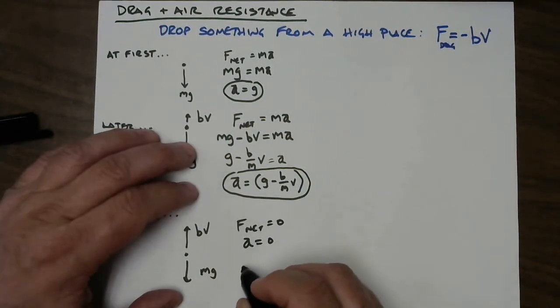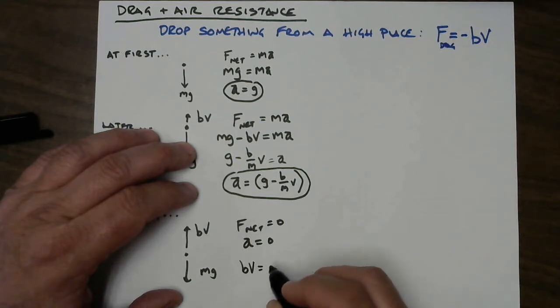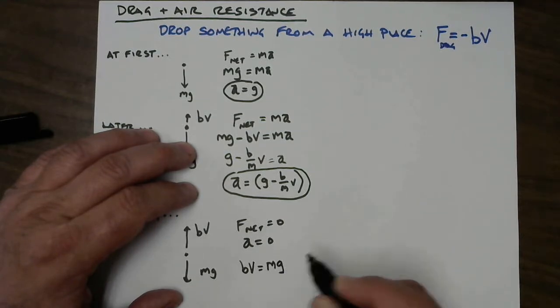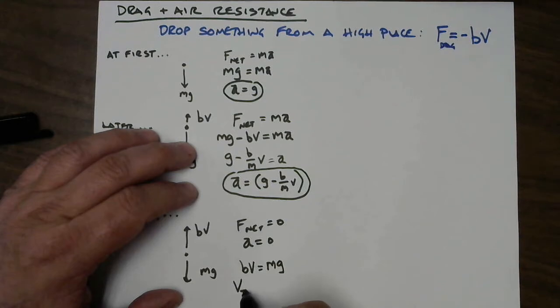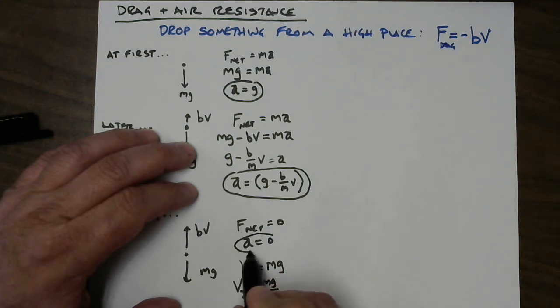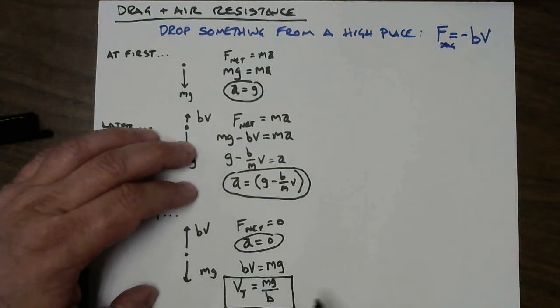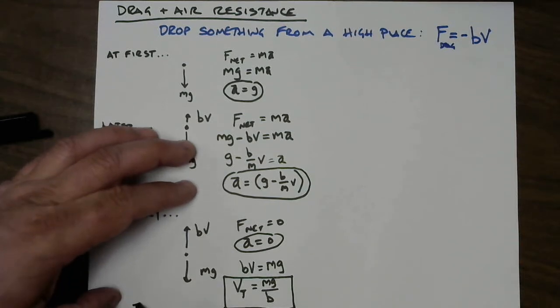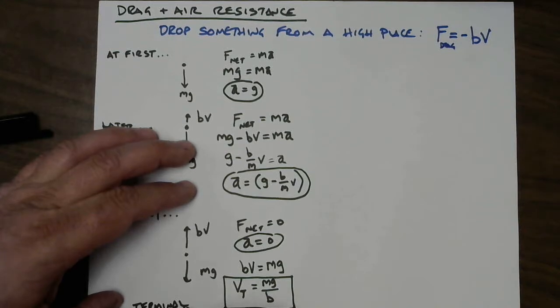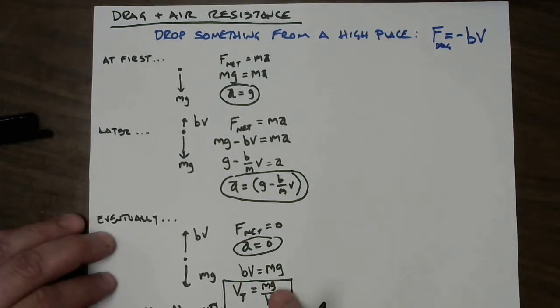And this is going to happen whenever b times v is equal in magnitude to m times g, which means we're going to have a terminal velocity, which is mg over b. So I'll put a circle around this, but I'm putting a box around this. We're going to need this later. This is called terminal velocity. Doesn't mean you're going to die. Just means your velocity will not ever increase above this number, mg over b.